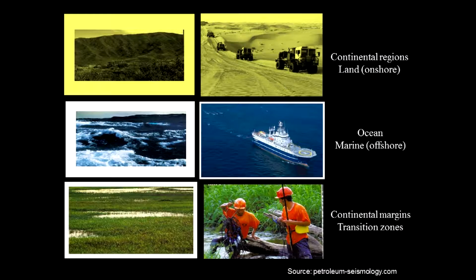In exploration and production of oil, we distinguish 3 cases. 1. Land or onshore. 2. Marine or offshore. 3. Transition zones, where we are not totally on land or ocean. We have a combination of the two. These examples show the continental regions, ocean, and continental margins.